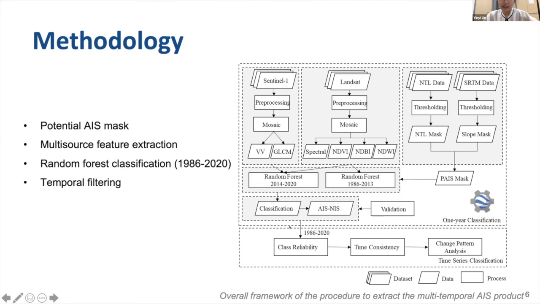After we got the classification results, we conduct a temporal filtering, in which we assume that the urbanization process is irreversible, so the impervious surface cannot change back to pervious surface, to keep the time consistency.